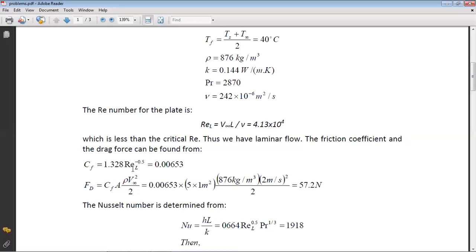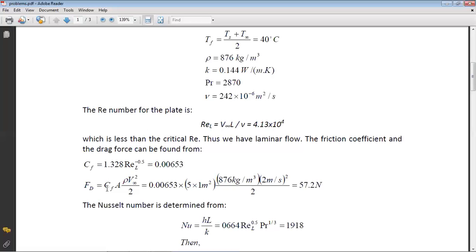Put the Re value as 4.13 × 10^4. Raised to the power minus 0.5, you can divide the root of this, giving 1.328.